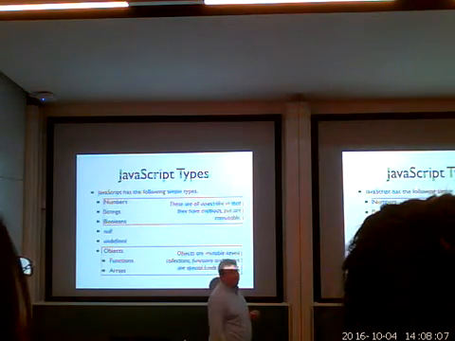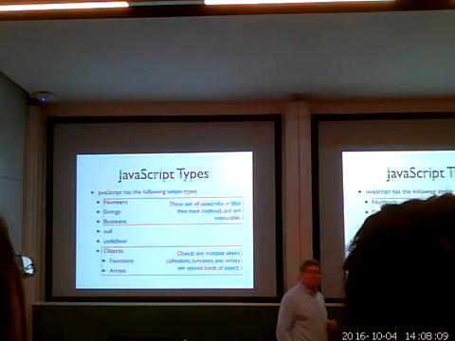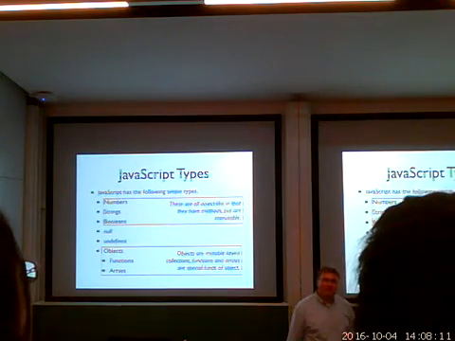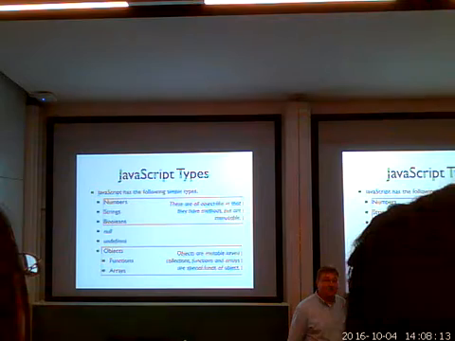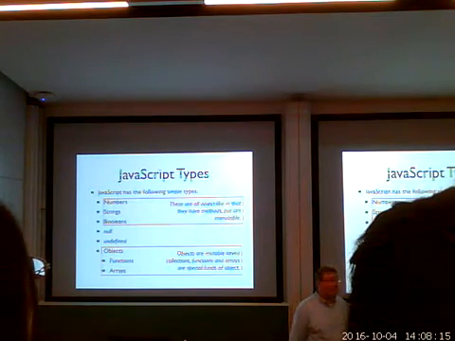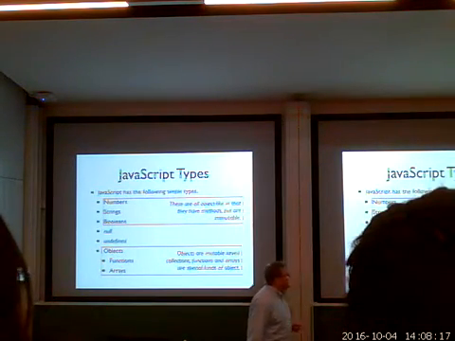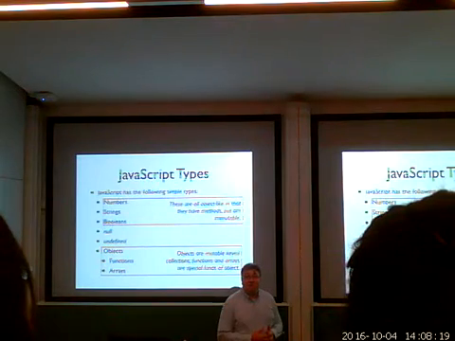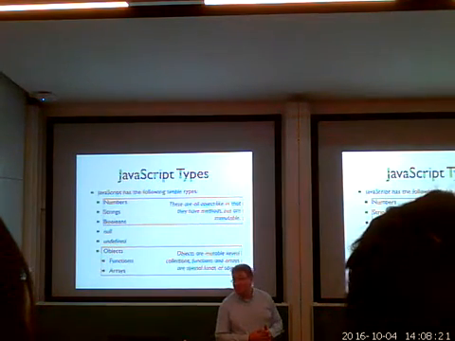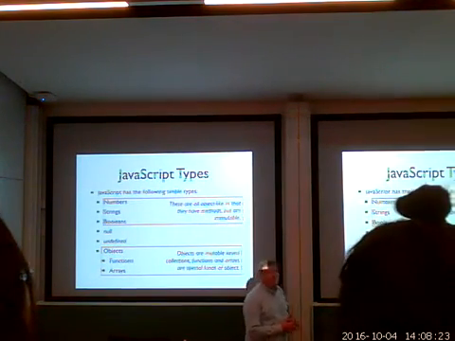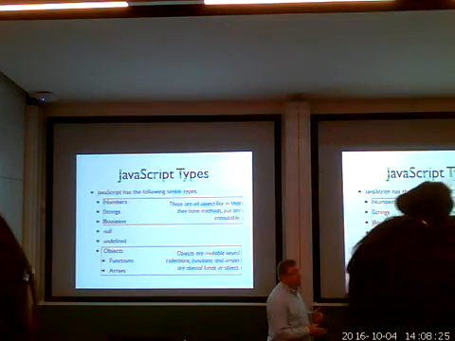Numbers, strings, and booleans are basically like objects. They behave like objects, but they're not objects. They're not the same type of objects as the other things. In particular, they're immutable. So you can't add a property to a number. You can't add a method to a number. Same goes for strings and booleans.